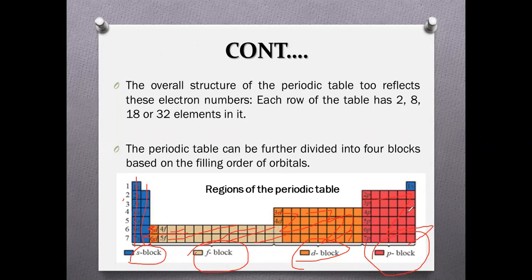We have 4 blocks based on the filling order of orbitals. But we have studied under Hund's rule and Pauli exclusion, in the electron configuration presentation. So according to that, we have filled in one by one. So let's move on to the next slide.